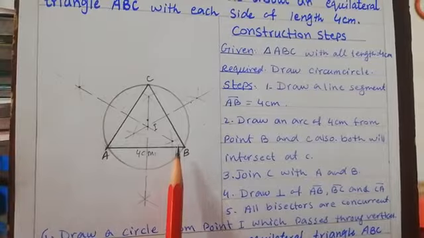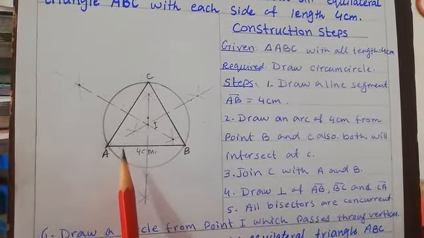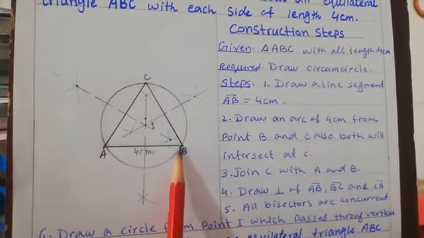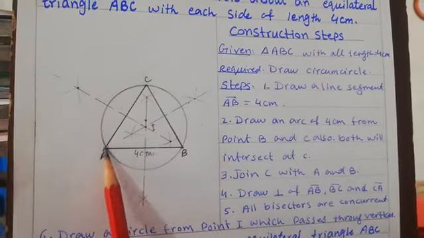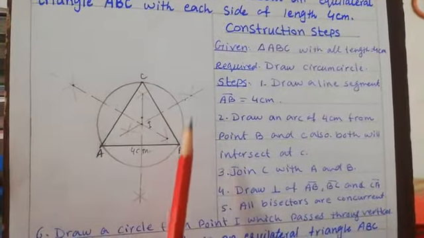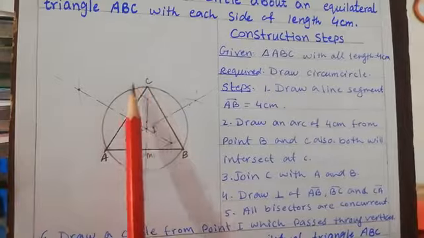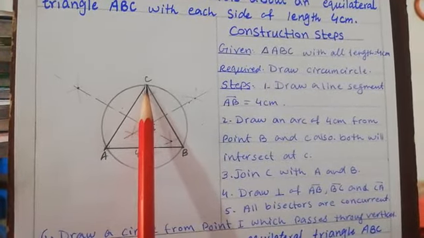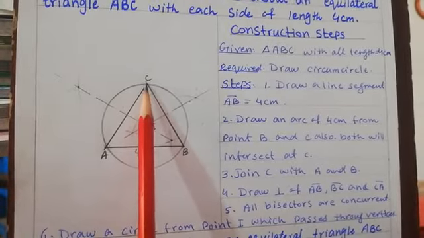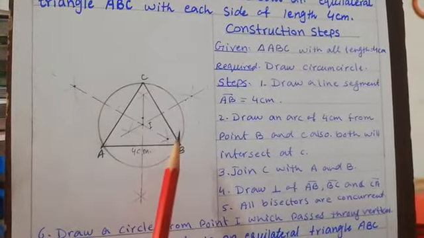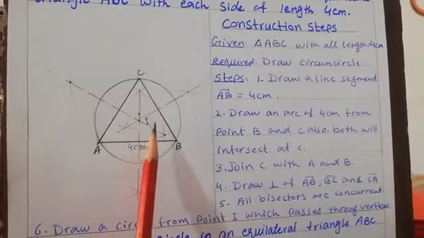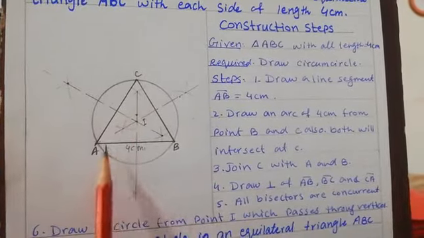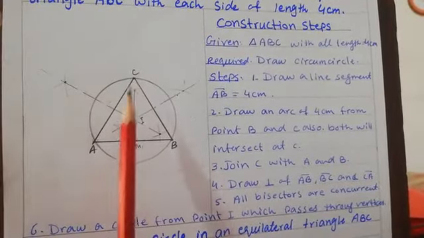This is an equilateral triangle, so all sides must be equal. You will open your compass at the length of 4 cm and draw an arc of 4 cm from point A, and then you will draw another arc from point B. Both arcs will intersect with each other at point C. Now you will join point C with A and C with B, and after that you will draw the perpendicular bisectors of line AB, BC and AC.